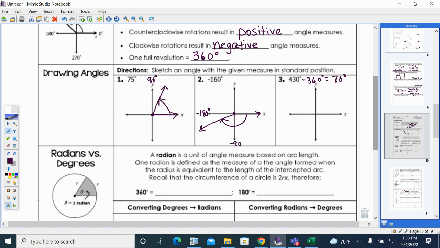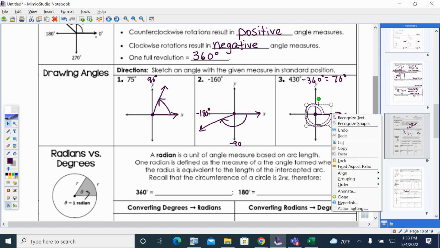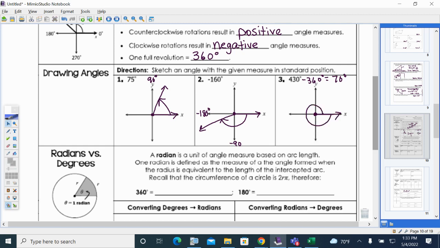So with this one, again, we're going to start with the origin. We're going to start with that initial side. It is positive, so my terminal side is going to go up and then around. There's your 360 degrees. And I need to add an additional 70 degrees to that to get a whole 430 degree rotation. So 70, we're going to say, is probably right about in there. And there is a representation of a 430 degree angle in standard position.